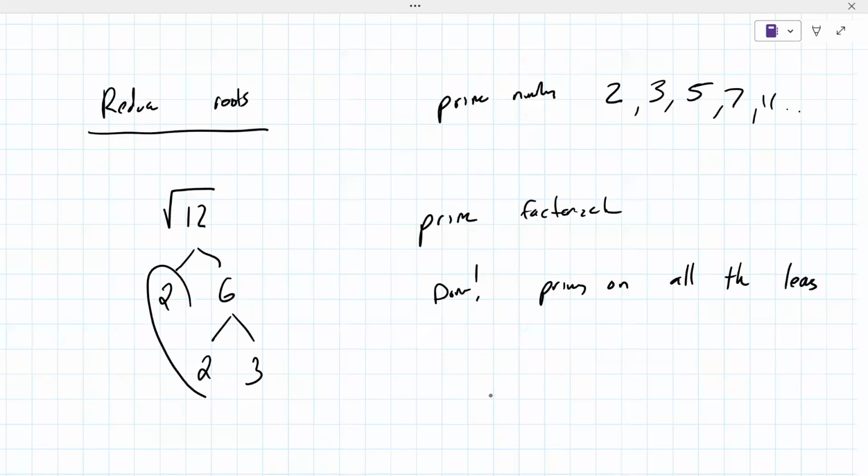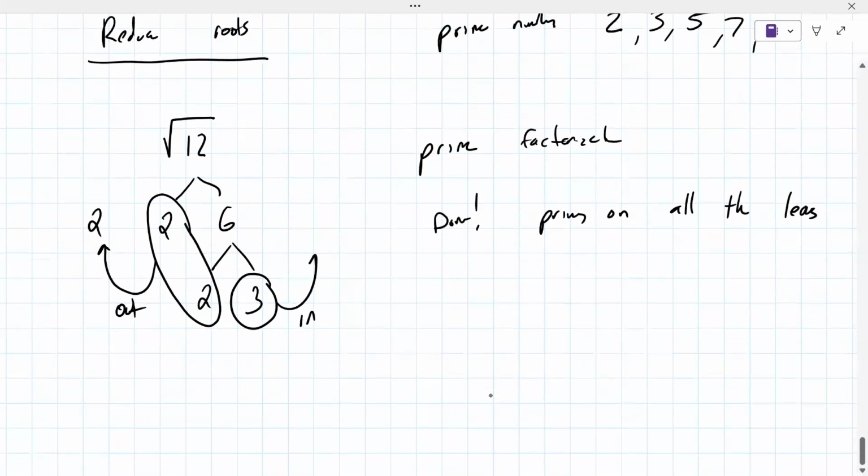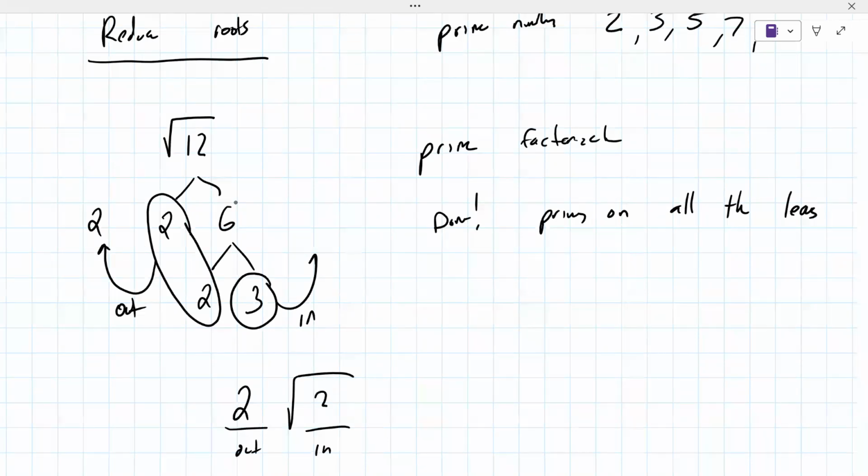Now you circle pairs. For each pair, you bring one out. You bring, in this case, a two out. If you don't have a pair, it stays in. So your answer always is a part that's outside and a part that's inside. So in this problem, because you have a pair of twos, you can only effectively bring one two out, and the three stays on the inside.